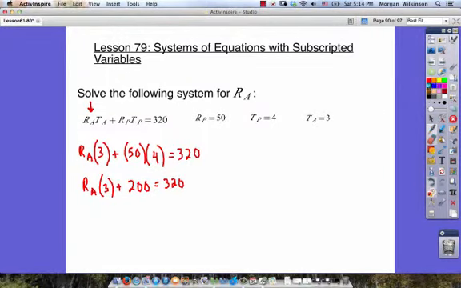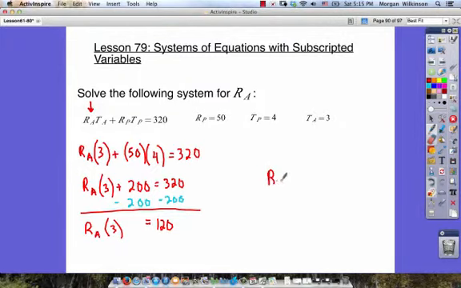Then to find our final answer, let's go ahead and subtract 200 from both sides. We're going to get r sub a times 3 is equal to 320 minus 200, which is 120. Then we need to figure out what number times 3 equals 120. That's the same thing as saying 120 divided by 3, and that must be 40. So r sub a must equal 40, and we've got our final answer.